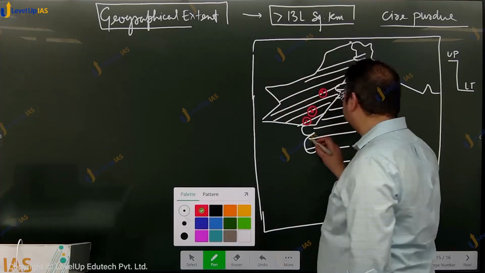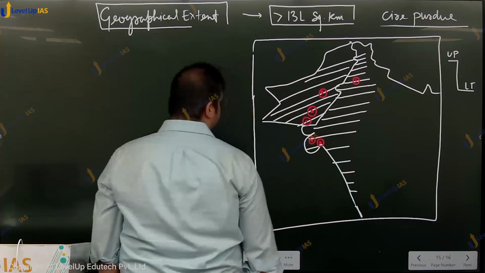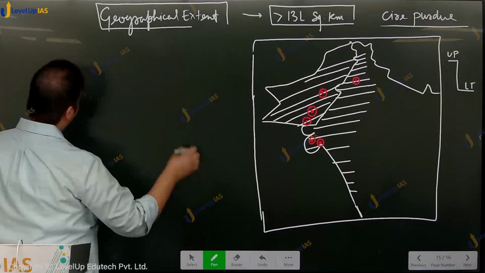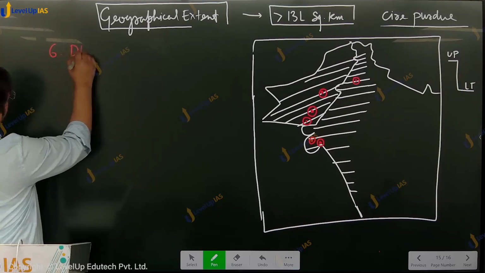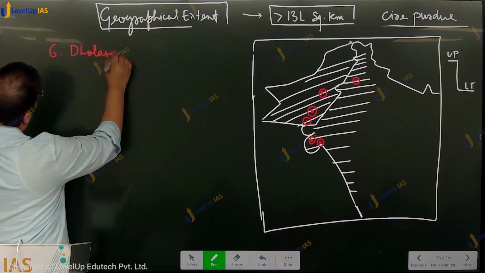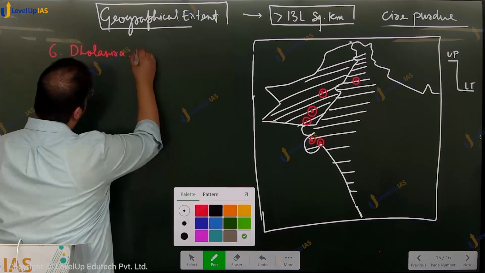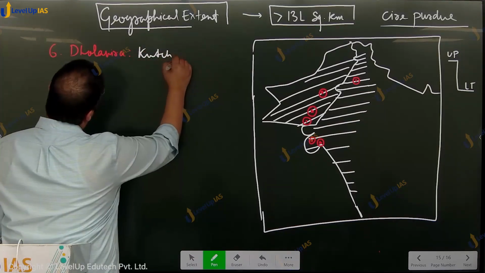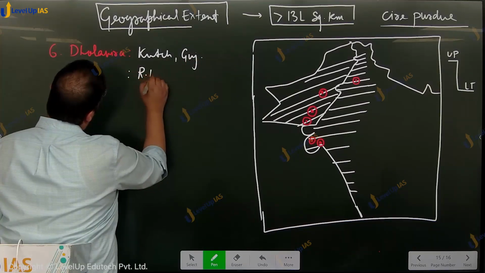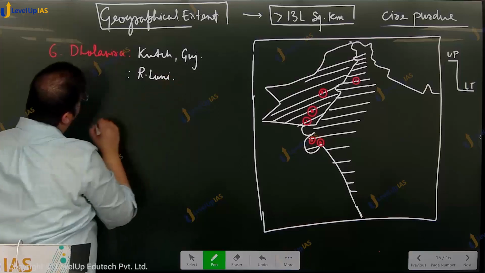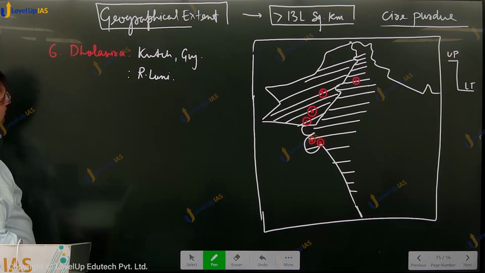कहां पर? In the Kutch district of Sindh. Sorry, Gujarat. On the banks of the river Luni. ठीक है?